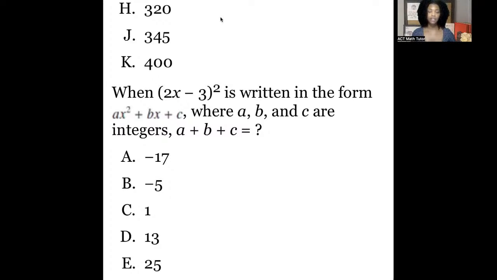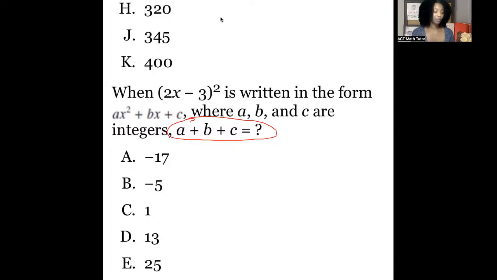Okay, so once again, very important that you understand what question is being asked of you. We're trying to find out what the sum of a plus b plus c is. Well, in order to determine what a plus b plus c is, then we need to know what a is, what b is, and what c is.